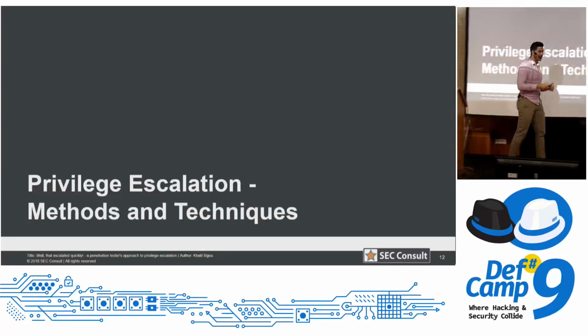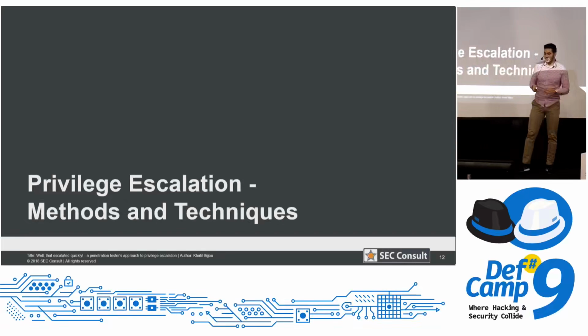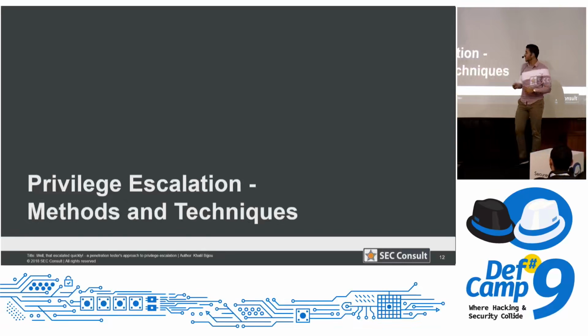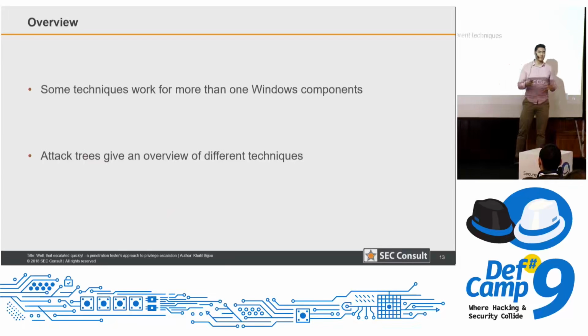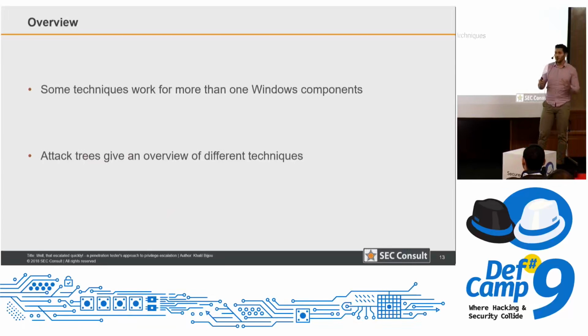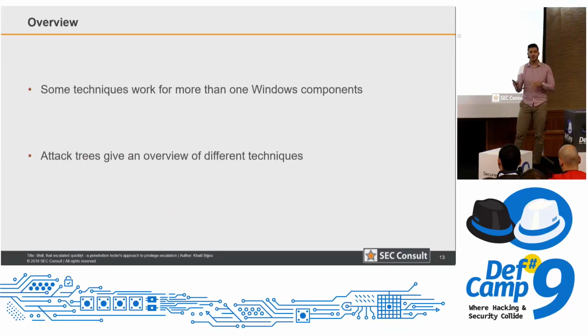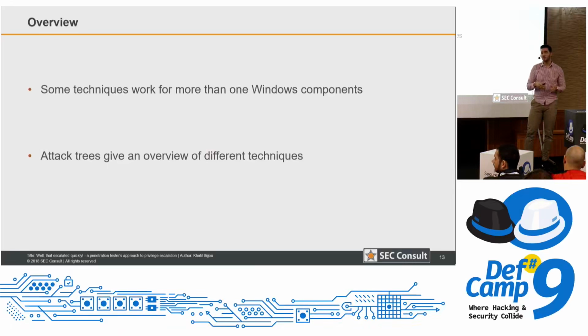That's it about the Windows components. Let's dive into the different privilege escalation methods and techniques. Just as an overview, there are things in Windows that are similar to other things. There are components that are similar to other components, and that's why some attacks and methods may be used not only for one component, but for several. And what I did is to create attack trees. These attack trees can give you an overview of which attacks you can perform and which different conditions have to be met.